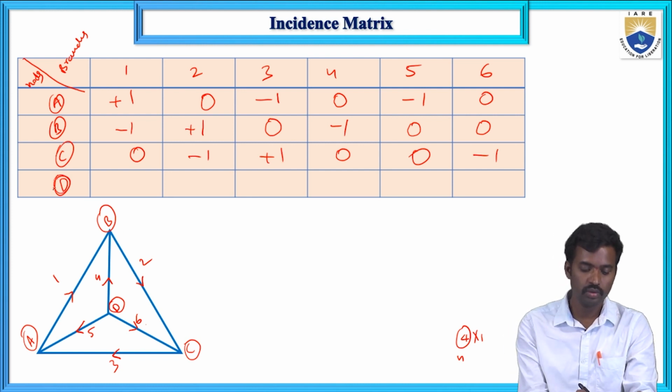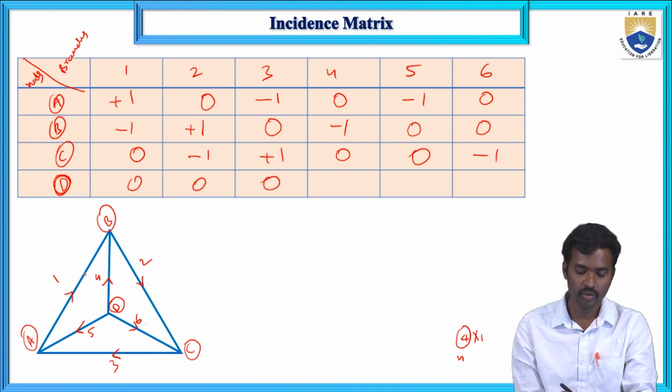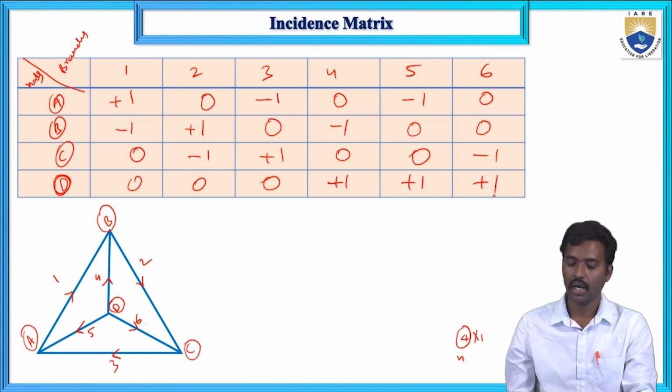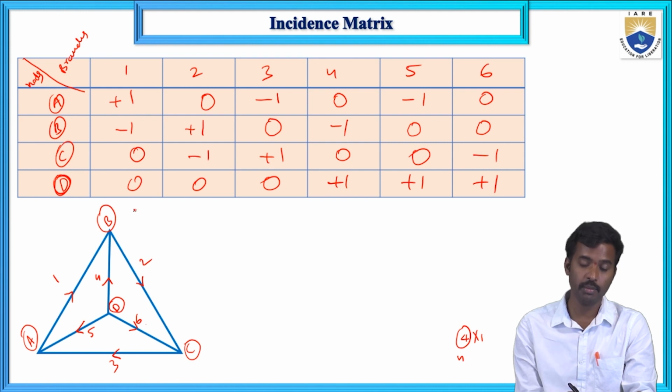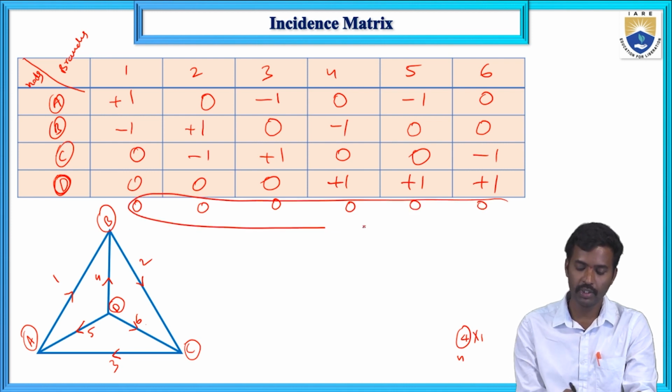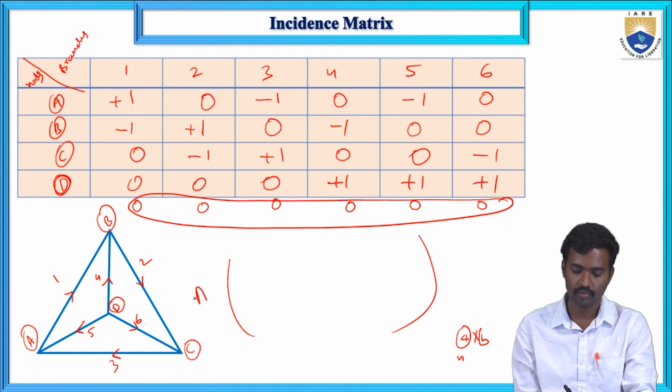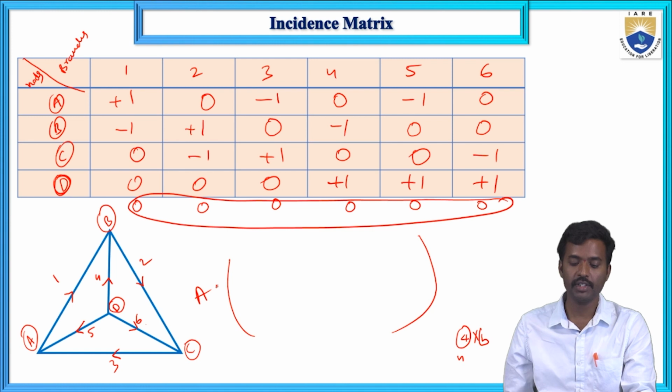And node D. For this node, 1, 2, 3 are 0, not associated, and 4, 5, 6 are leaving away from the node, which means +1, +1 and +1. If you do the algebraic summation for each column, that summation is 0. So the property is satisfied. The number of branches is 6, so these are the elements of the incidence matrix.